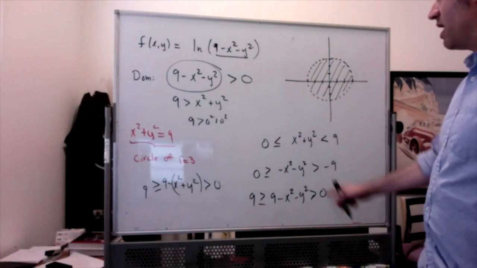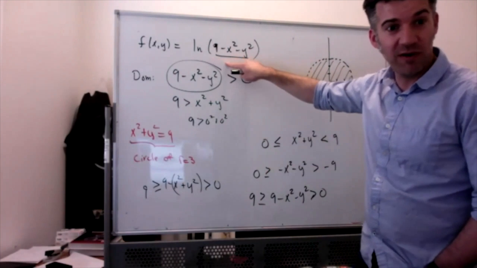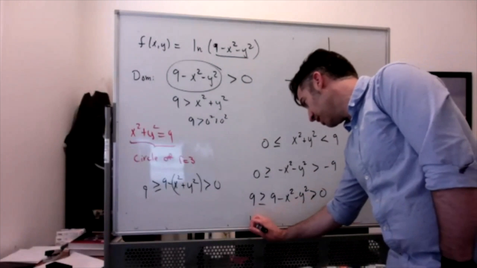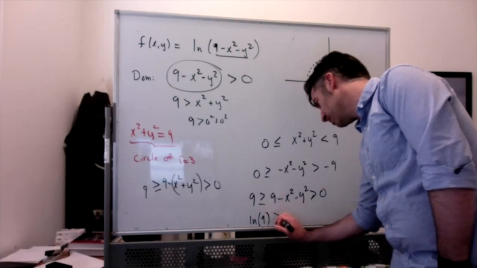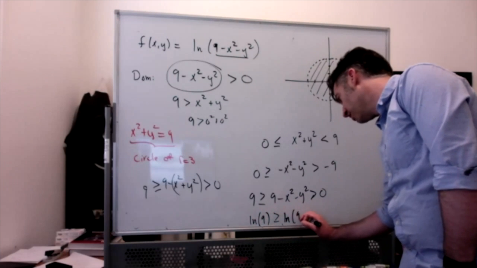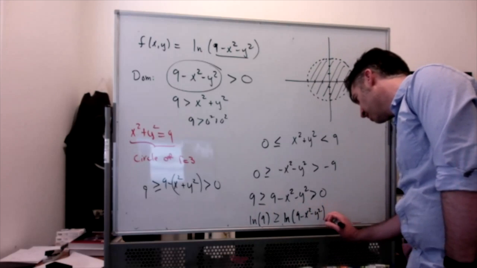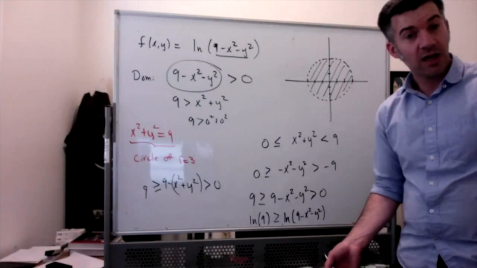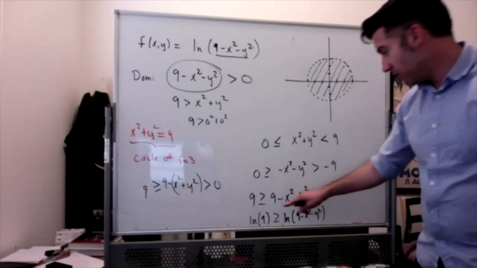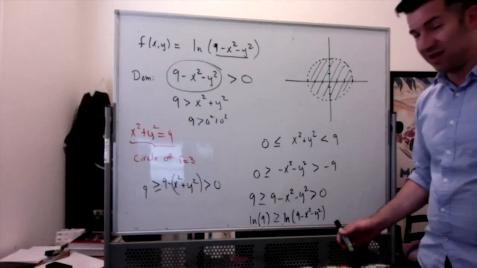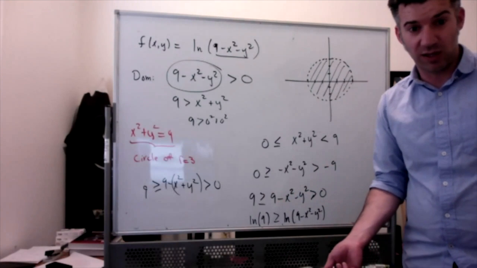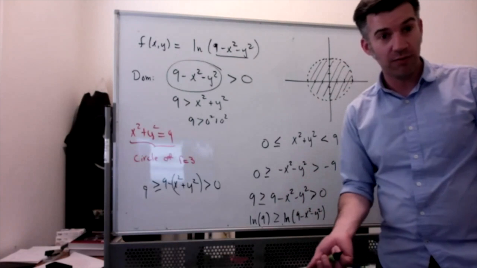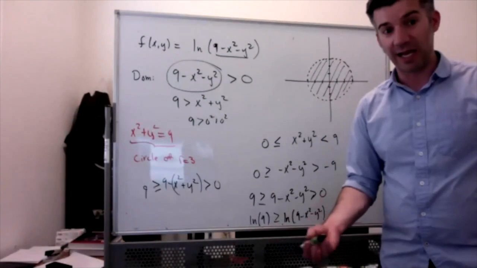So I'm still trying to figure out what's going on with my function here. I'm going to take the natural log of everything. I'm going to say, all right, the natural log of 9 is bigger than or equal to the natural log of 9 minus x squared minus y squared, which is bigger than the natural log of 0. So here's the thing. We're between 9 and 0 here. The natural log of 0 is not a real number. It's totally undefined. But we know that if you're getting very, very close to 0, the natural log function is getting negatively infinitely large.